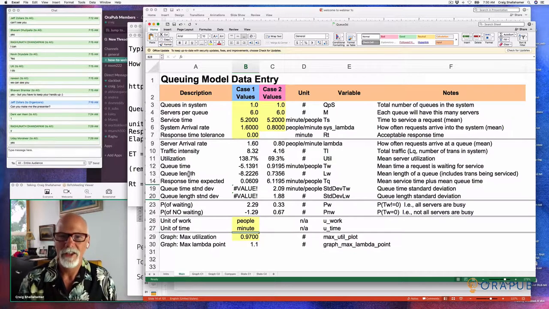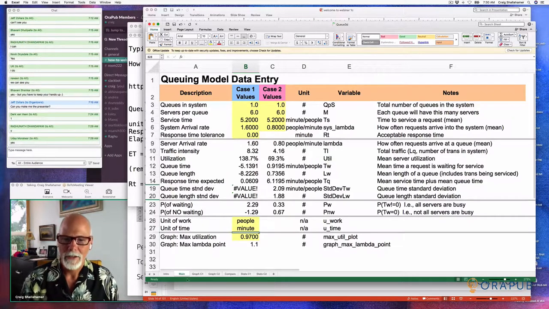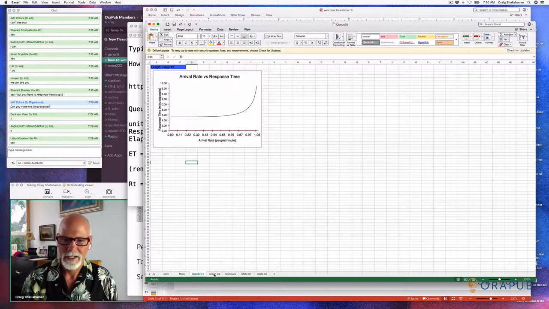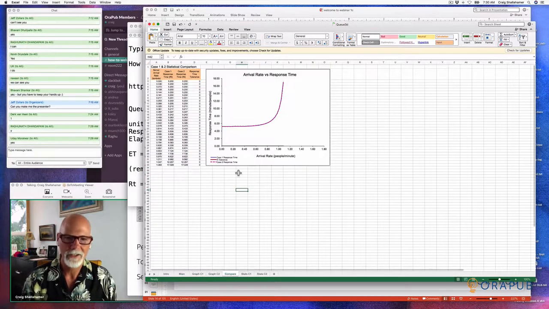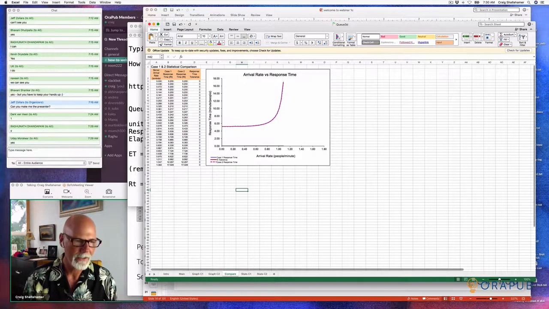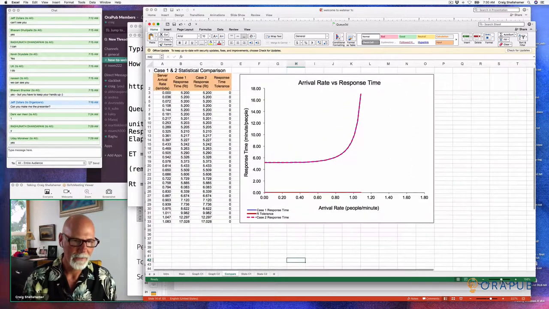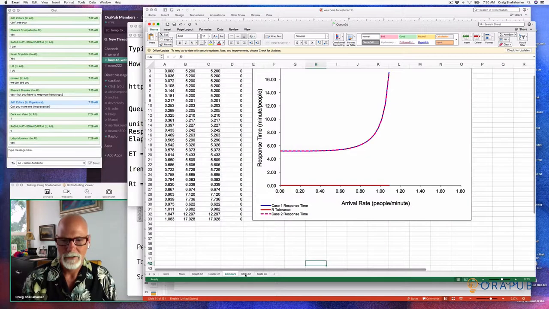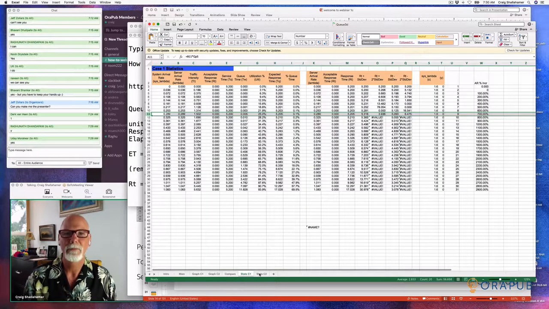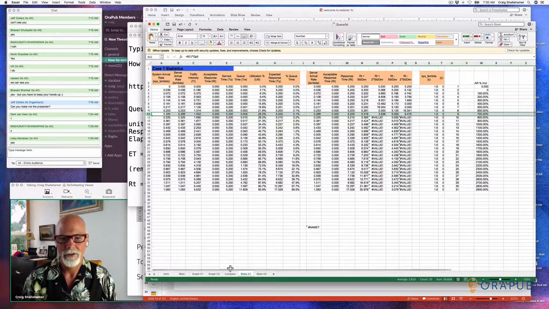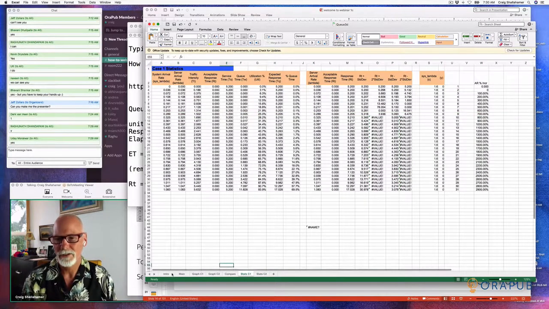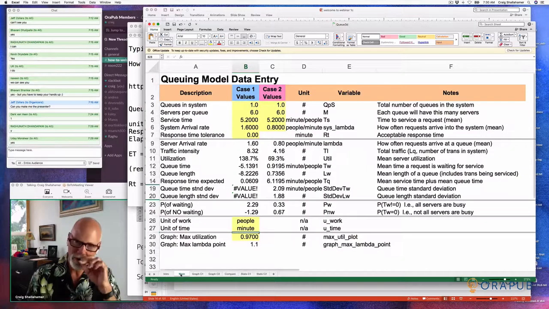So you can get all the numbers, all the math, and you can get a graph for each of the cases, and then we can compare the two cases together. In this case, the cases are the same. Okay, so I'm going to get this even bigger here. Yeah, here we go. And then all the underlying math that the graphs are based upon, and some other math, that's all there for you. Okay, so these are all the different tabs. So the main one, let's focus on this.